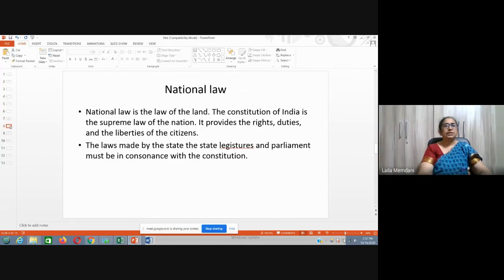Then we have the national law. National law is the law of the land. Constitution of India is the supreme law of the nation. It provides rights, duties, and the liberties of the citizens. So, the law within our country is the national law. And every citizen is supposed to be aware of the national law. Anybody cannot give the excuse that he was not aware of the law. You are supposed to be aware of the law of the land in which you stay, in which way you are the citizen of the country.